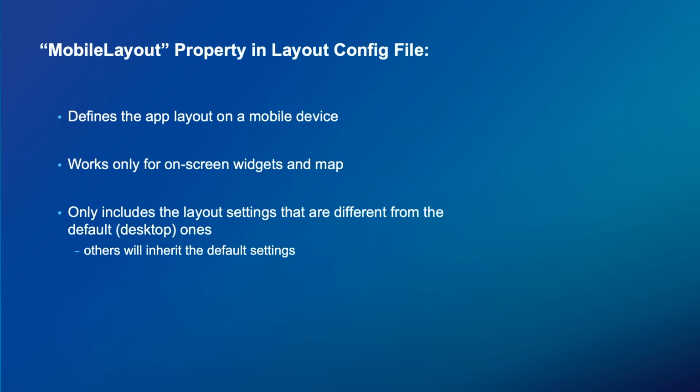Mobile layout only works for on-screen widgets. Those are the widgets placed directly on top of the map. It's not going to work for the widgets defined in the widget pool. The widgets in the widget pool are the widgets that are usually displayed in the header controller, for example. And you only have to define the positions for the widgets or map that will appear differently in the mobile view. The other ones will automatically take the default settings.